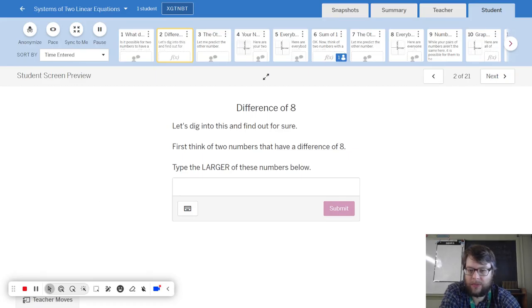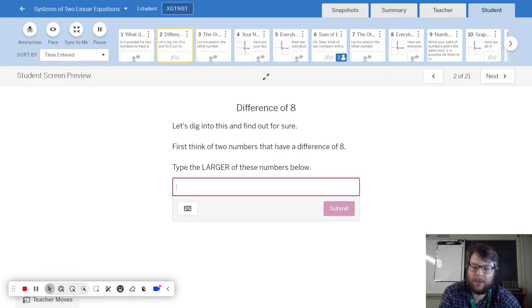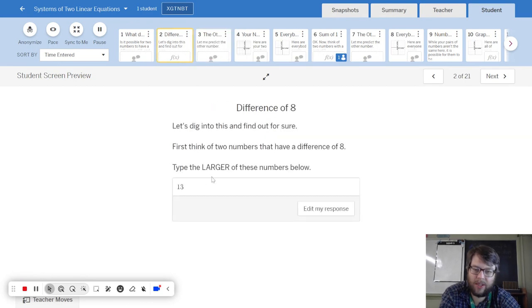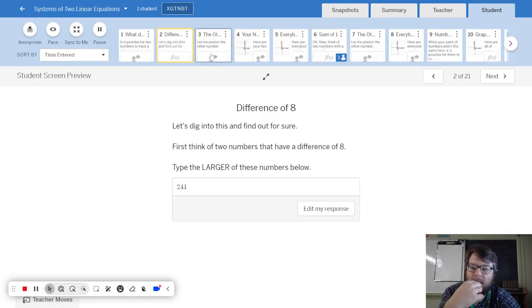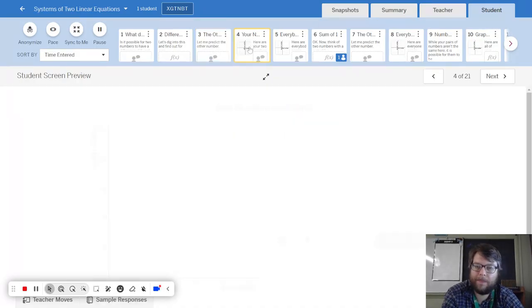So what we're going to do is figure out two numbers that have a difference of 8, like 9 minus 1 or 13 minus 5. Whatever number I type here, like 13, the computer knows my other one is 5. So think about how it could do that. Whatever number I type in, it'll tell me the other one. I could change this and do something silly like 241, and then the other one is 233. So whatever I do, take away 8 from that, has a difference of 8.